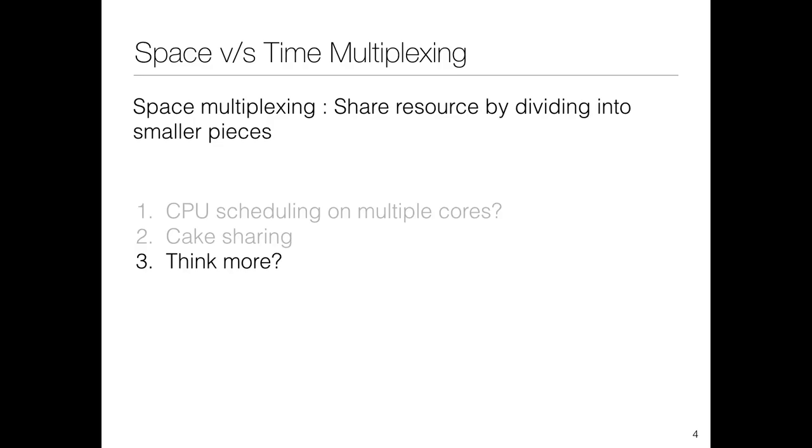Now think of OS. Memory sharing. Why is it space multiplexing? Can it be time multiplexing? How many of you think we can time multiplex memory? Okay, why do you think we can? Time multiplexing memory means that at any given instance of time, you give the entire memory to a single process. That's not efficient, but you can do that. Space multiplexing would mean that the physical memory is divided into smaller chunks, which are given to different processes.